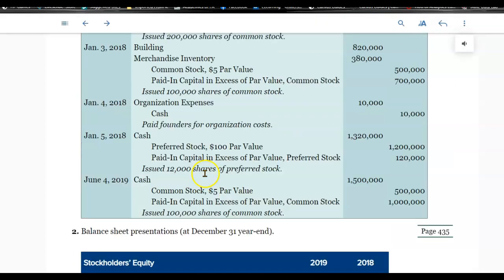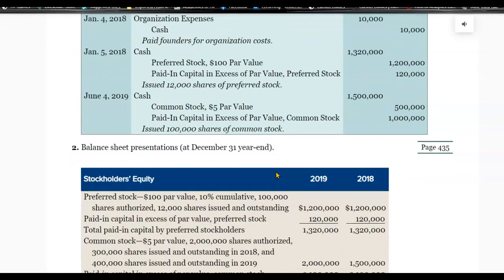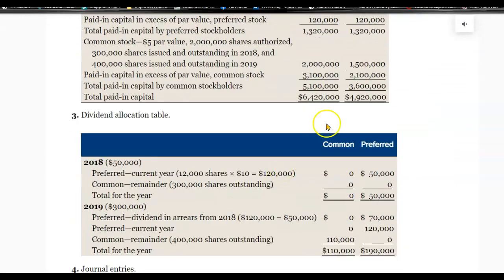All right. So number three said prepare tables showing dividend allocations for 2018 and 2019, assuming Barton declares the following cash dividends. So for 2018, they declared $50,000, and then in 2019, $300,000. Okay, so let's go to 3 and take a look at that.